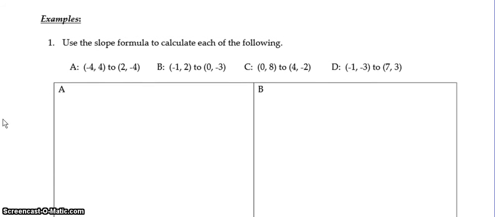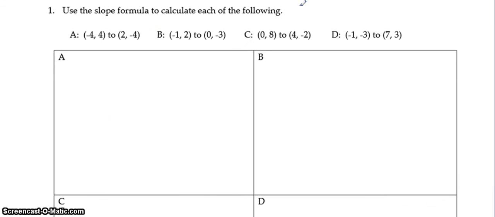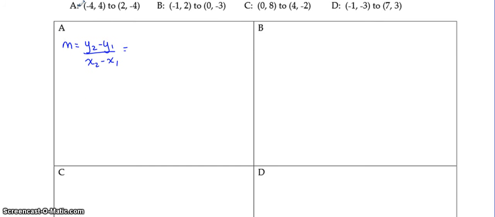So let's look at some examples when you only have the coordinates. For question A, the slope is equal to y2 minus y1 over x2 minus x1. So for this question, this is x1, y1, the first point. The second point is x2, y2.